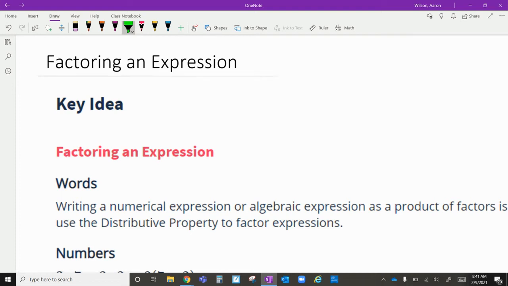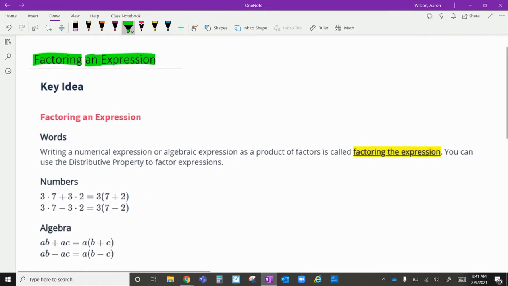All right, today we are going to be learning about factoring an expression. Today's notes are going to be focusing on factoring. So here is the definition or the key idea for factoring an expression.